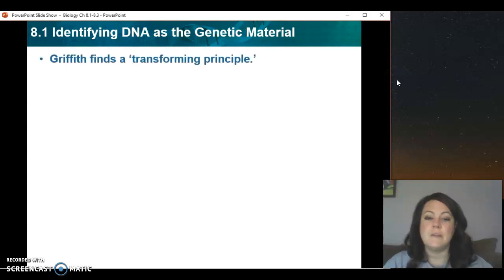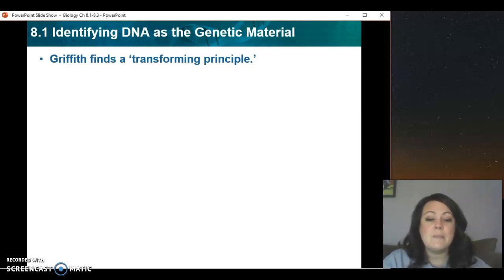In the first experiment, in 1928, an English medical officer and geneticist named Frederick Griffith discovered what he called the transforming principle. Today we call it DNA, but at the time they had no concept of what that was. Griffith was trying to make a vaccine to prevent pneumonia infections in the Spanish influenza pandemic after World War I.